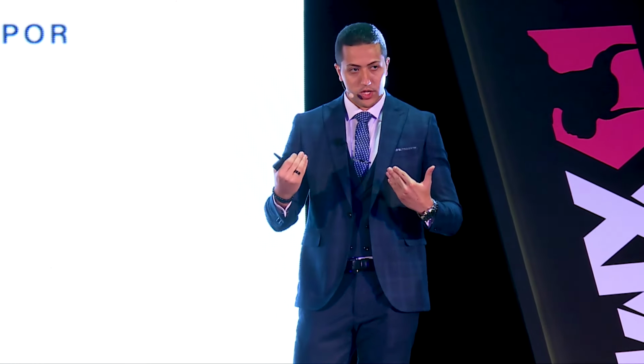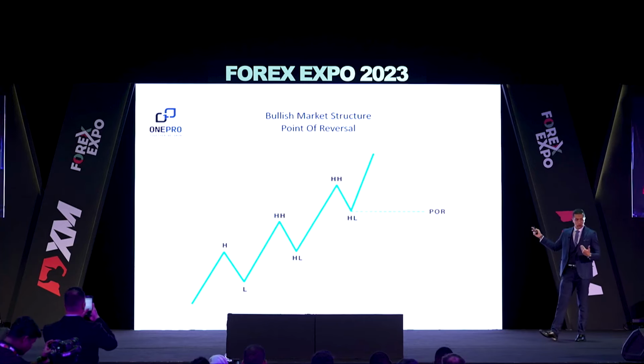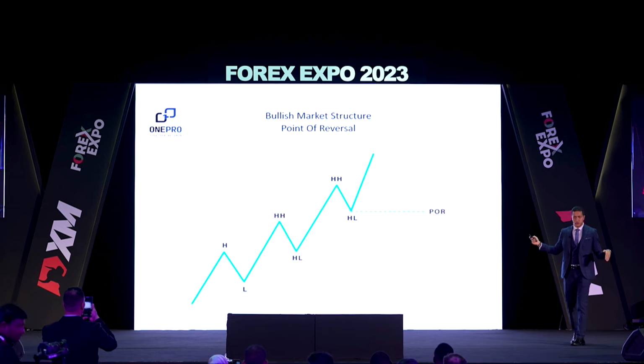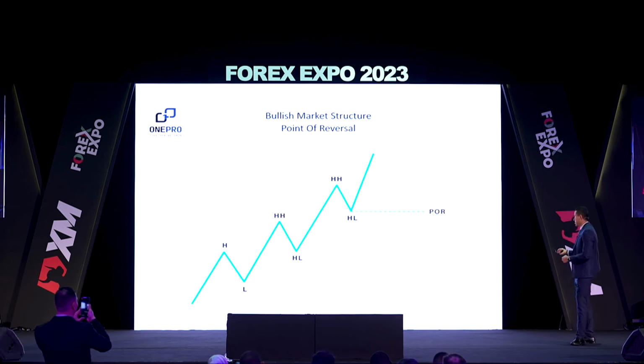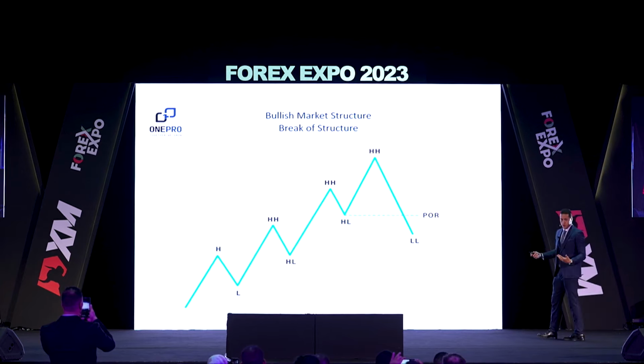If prices move down, this is a retracement. When prices move below the last low, which is the point of reversal, this is when I tell you, okay, we are no longer in a bullish market structure, we are changing the trend. That's what happens when the break of structure happens on the bullish market structure.